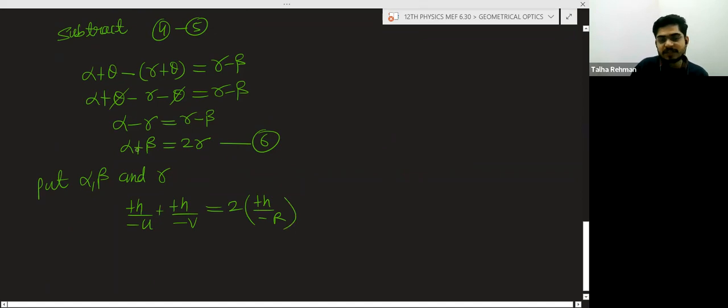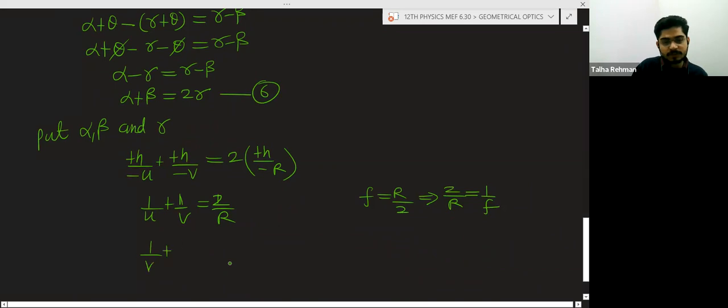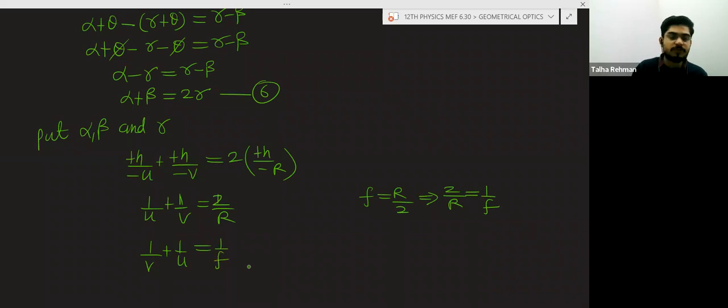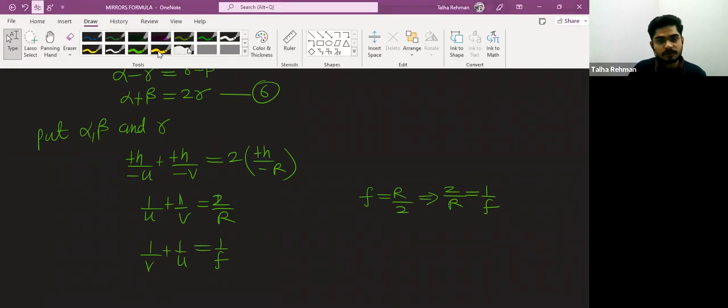Now this h is gone. Minus is gone. You will have 1 by u plus 1 by v is equal to 2 by r. And we know that focal length is equal to radius by 2 for the small aperture. So we can write 2 by r is equal to 1 by f. So you will have the formula 1 upon v plus 1 upon u is equal to 1 upon f. So the final formula.